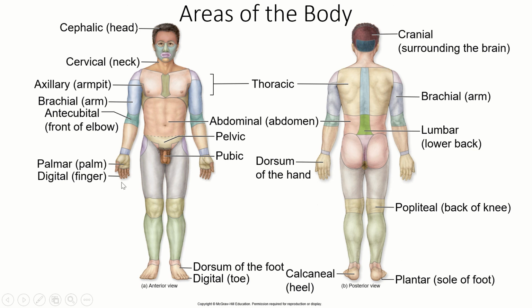Digits, again, refers to the toes and the fingers. The back of the knee is called the popliteal area. The plantar side of the foot is the bottom. In anatomy, we don't call it the sole of the foot, we call it the plantar side. And then calcaneal refers to the heel. Your main bone in your foot, this big bone here that makes up the heel, is called the calcaneus. And it connects to your calf muscle here with the calcaneal tendon, which you probably know as the Achilles tendon.